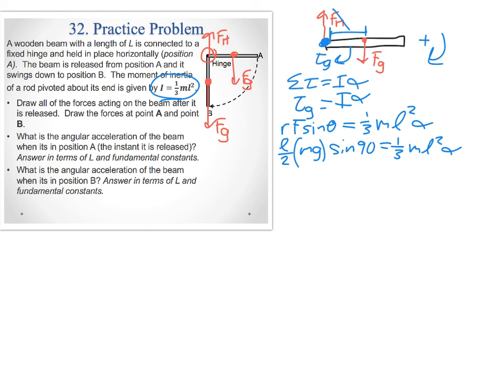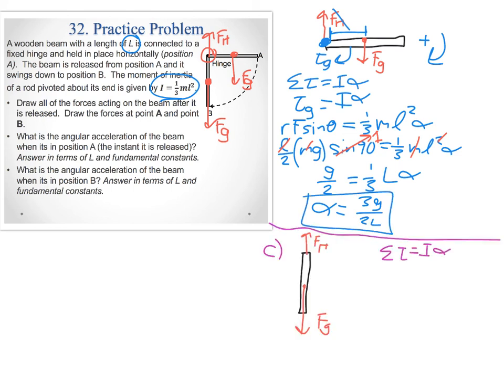And we can cancel out the m's. We can get rid of one of the l's here. That sine of 90 just becomes 1. And so what we end up getting is g over 2 equals 1/3 L, and they're actually using a capital L here for the length. So 1/3 L times alpha. And when we solve for our angular acceleration, we get that that's going to be equal to 3g over 2L.